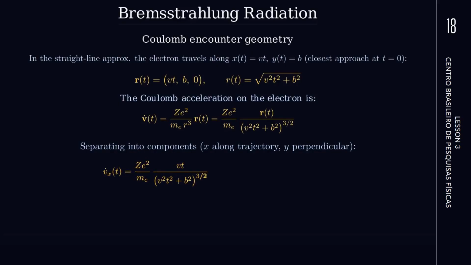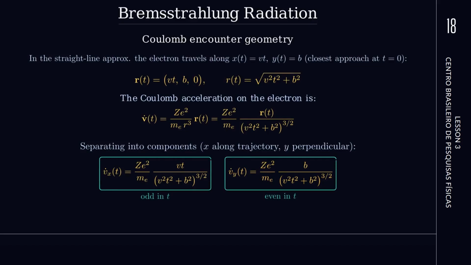This is a vector, so we can separate in the two components. We have the x component of the acceleration that can be written like this, while the y component of the acceleration can be written like this in terms of the impact parameter.